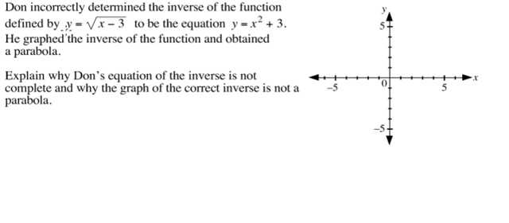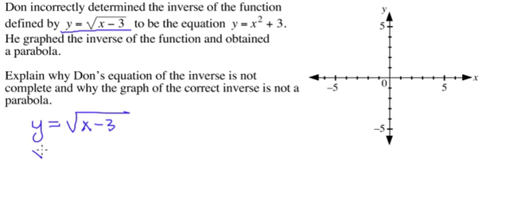Okay, let's do this ourselves. We'll start by finding what our version of the inverse is, and then we'll compare it to Don's and see if we can determine where he slipped up. So, our original was y equals root x minus 3.